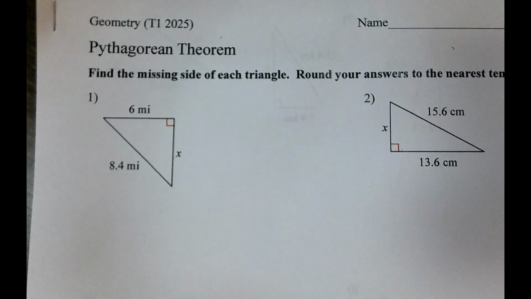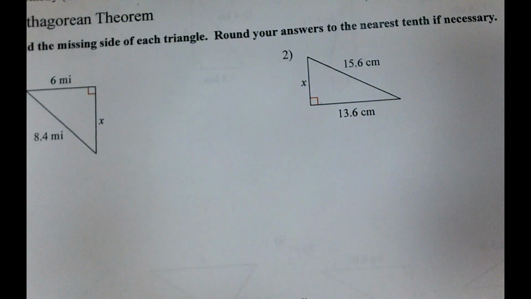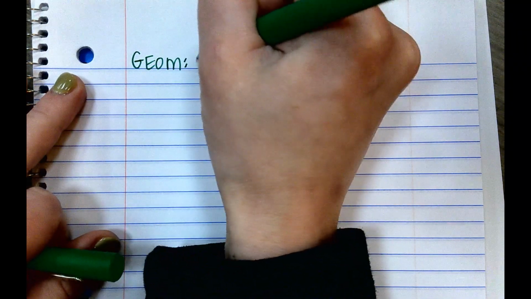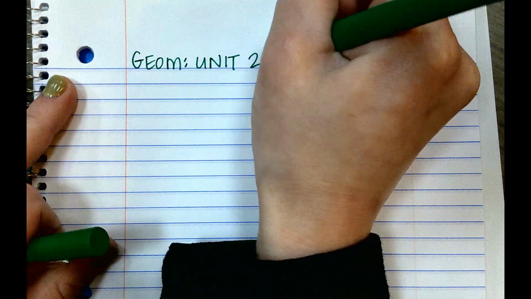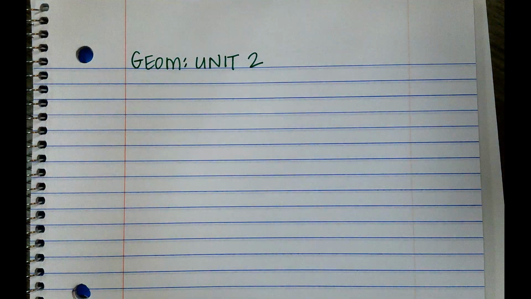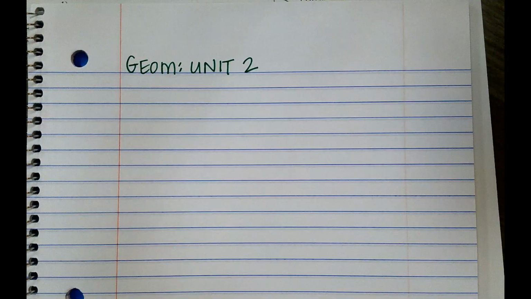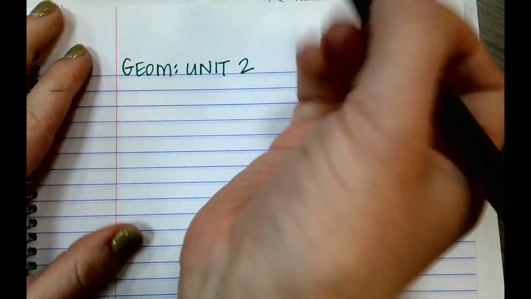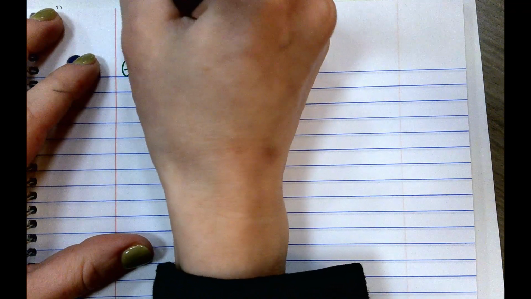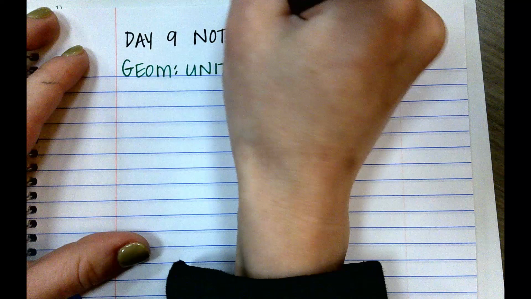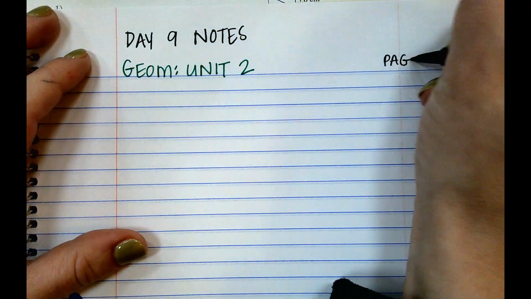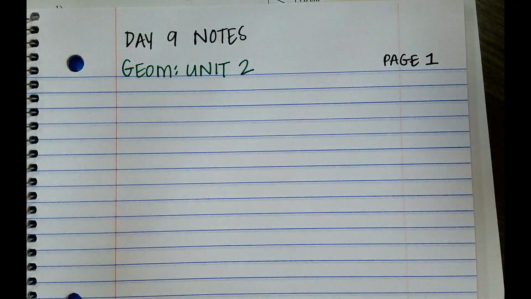The Pythagorean theorem. And we're going to learn about the Pythagorean theorem today. And in your notes, we'll start a page of notes here. So, geometry, Unit 2. We're going to only be talking about triangles in this second unit. But today, we're going to talk about a specific type of triangle. These are day 9 notes. This will be page 1.